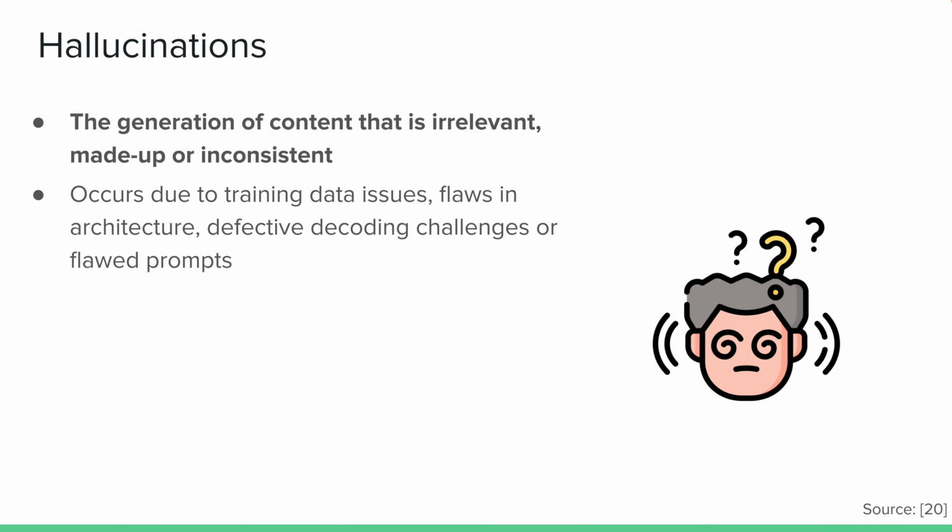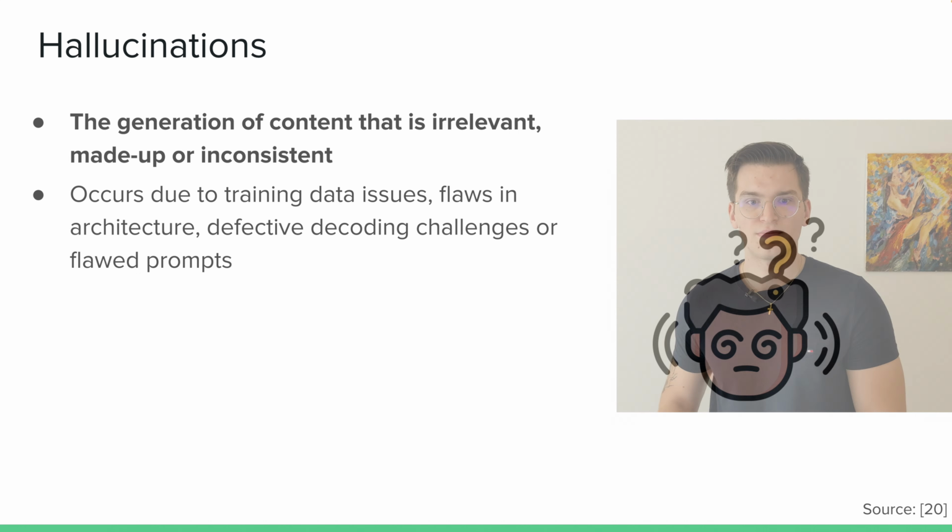Before, we talked about hallucinations. These refer to the generation of content that is irrelevant, made up, or even inconsistent with the input or real-world facts. This can be particularly problematic in fields like, as we said, medicine or even law, where accuracy is very important. Hallucinations occur due to several factors, including flaws in the training data, architectural limitations, challenges in the decoding process, or even flawed prompts provided to the model.